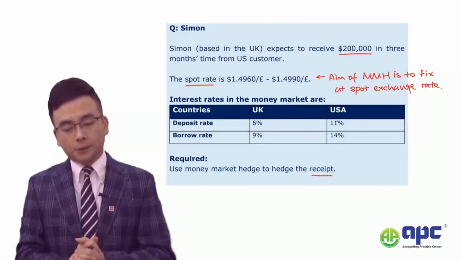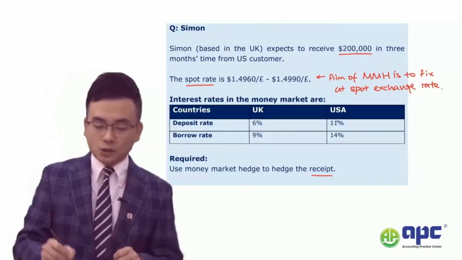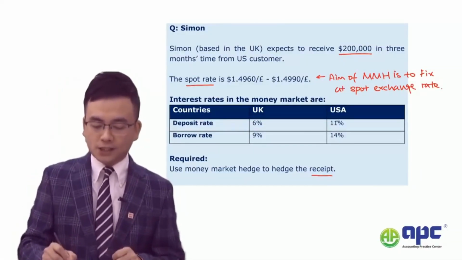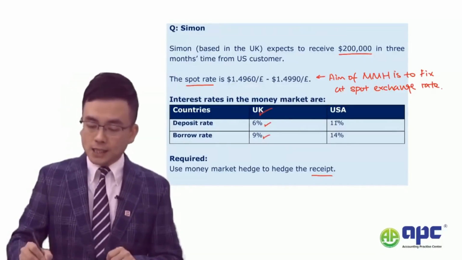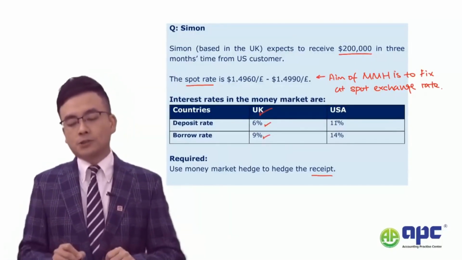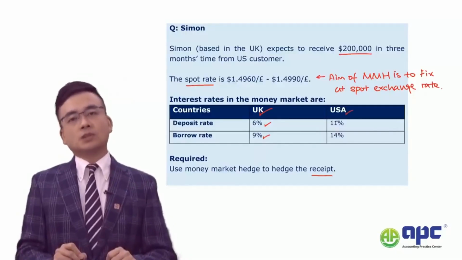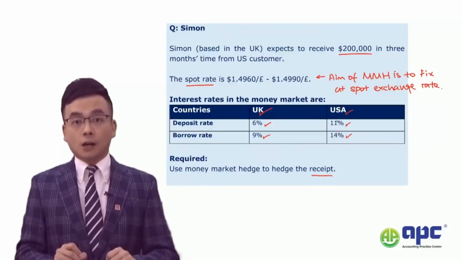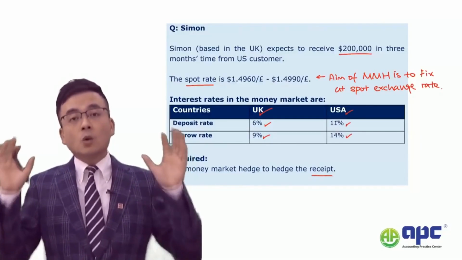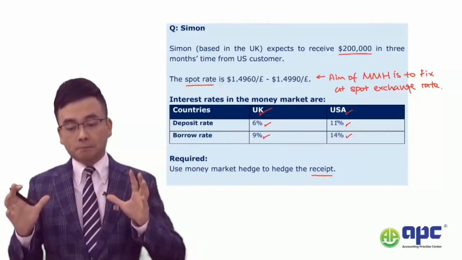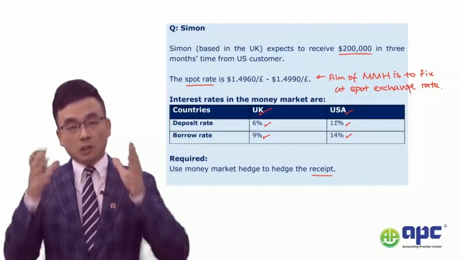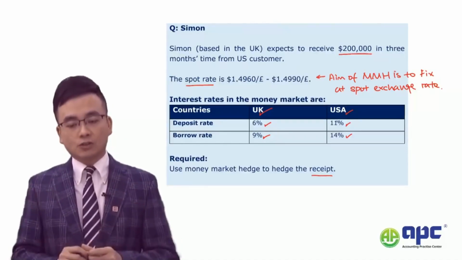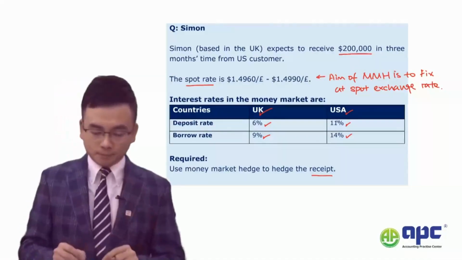So what we can see is that in the UK, we deposit money at 6%, but we borrow at 9%, because we always lose. In the USA, we deposit at 11% and borrow at 14%. All right, now, we'd like to use the money market, which means something to do with the interest rate, in order to lock the future exchange rate today.